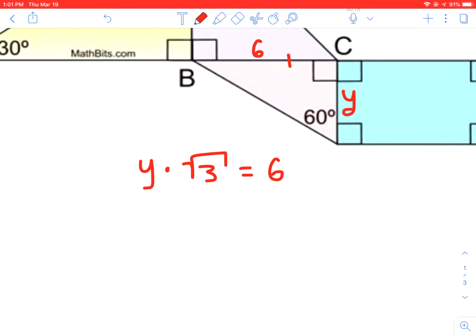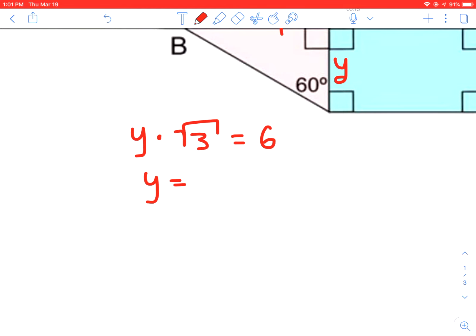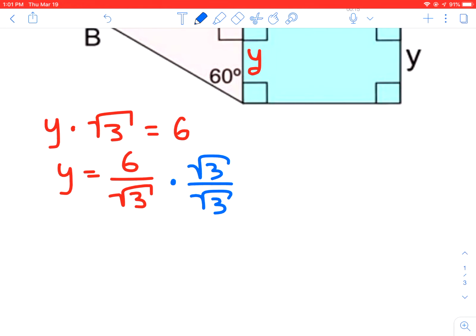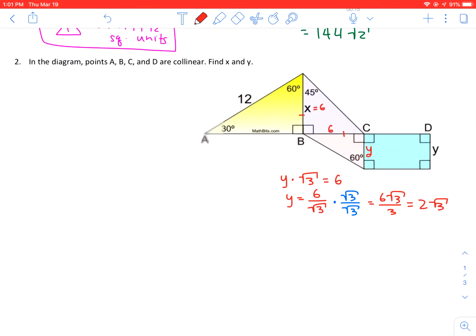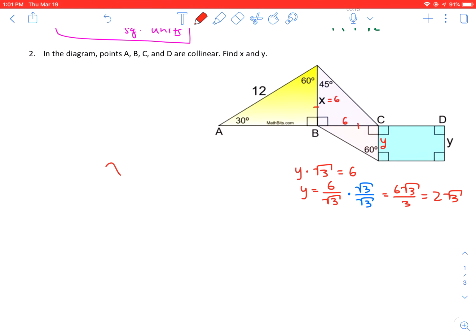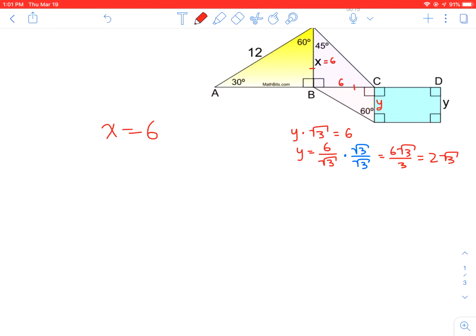So if I want to solve for the shortest leg, well, that would be 6 divided by radical 3. And again, let's rationalize. Multiply by rad 3 over rad 3. And that gives us 6 radical 3 over 3, which is 2 rad 3. So find x and y. X is 6 units long, and y is 2 radical 3 units long.